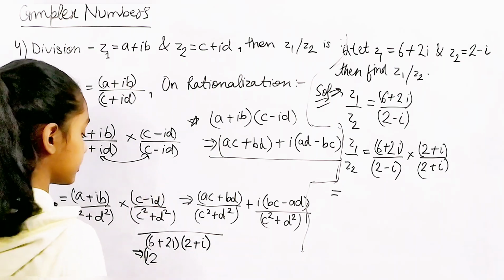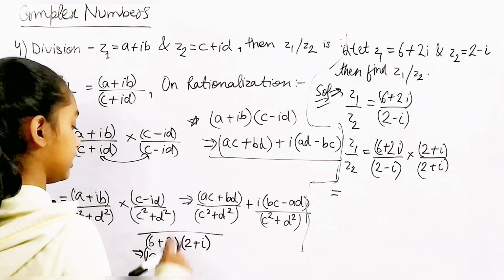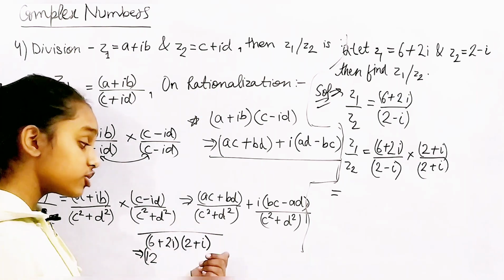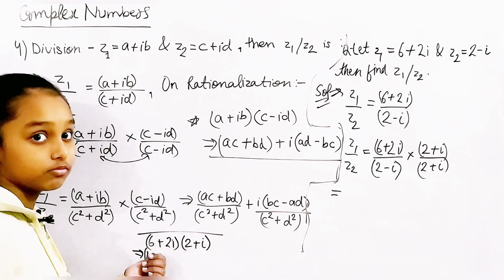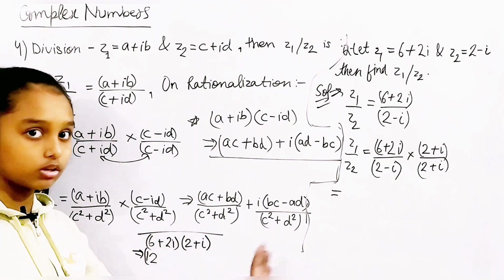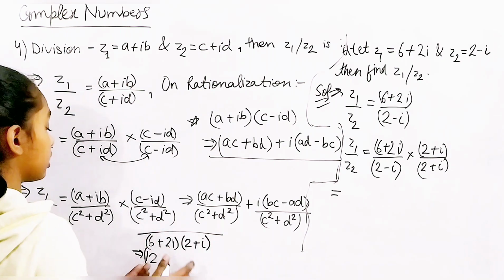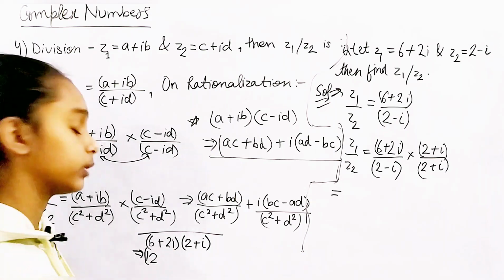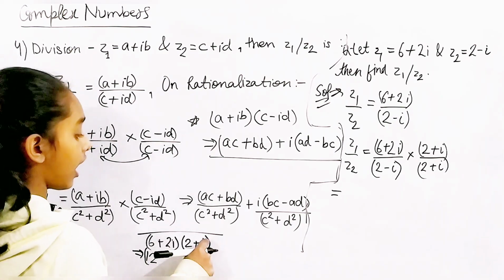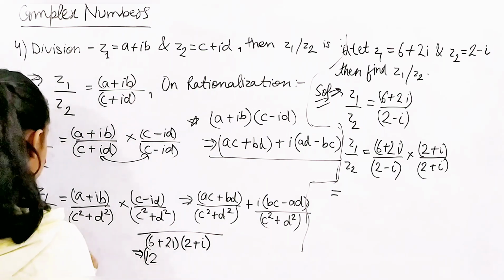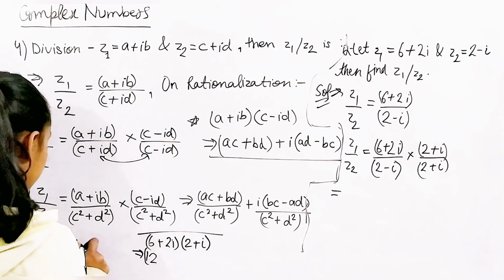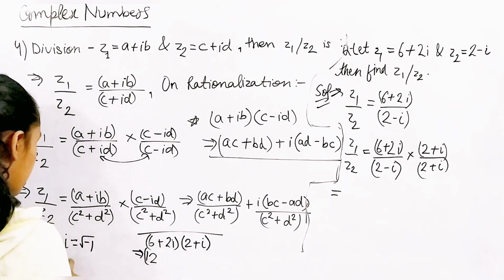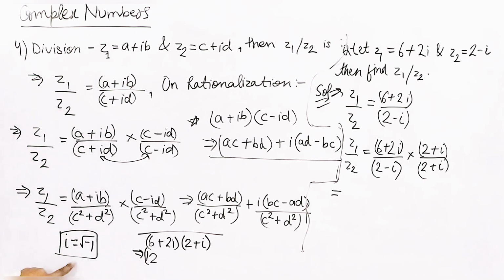Then the 6 with iota, as it's imaginary, we won't write it for now; we'll write it just after solving the real part, and then the imaginary part will come. So 2 iota with iota. So what is iota equal to? Root negative 1, we all know this. Iota is equal to root negative 1.